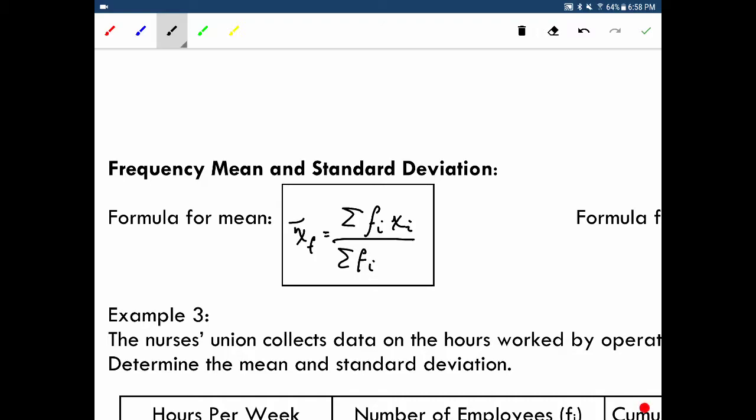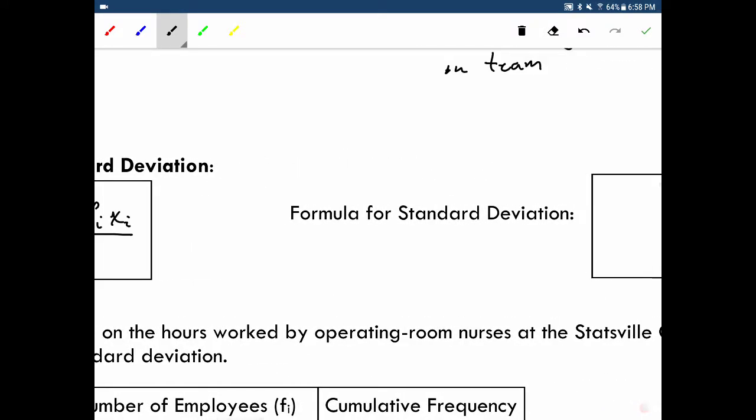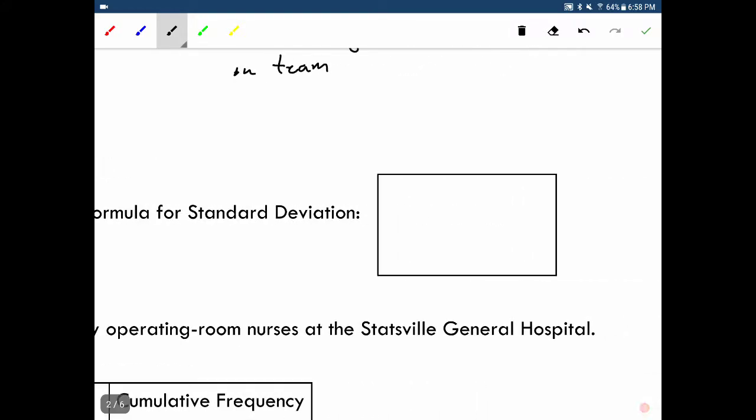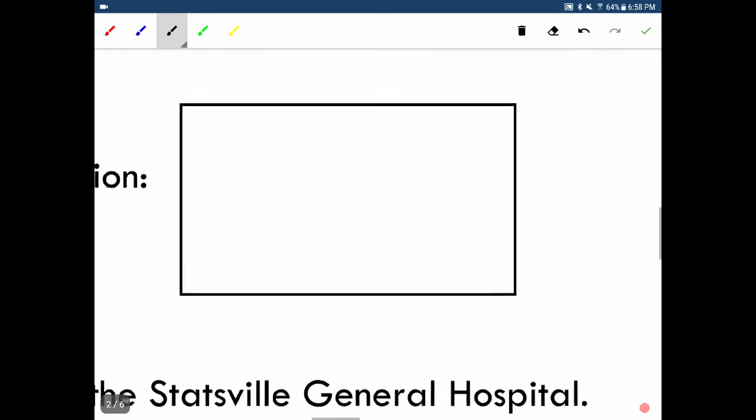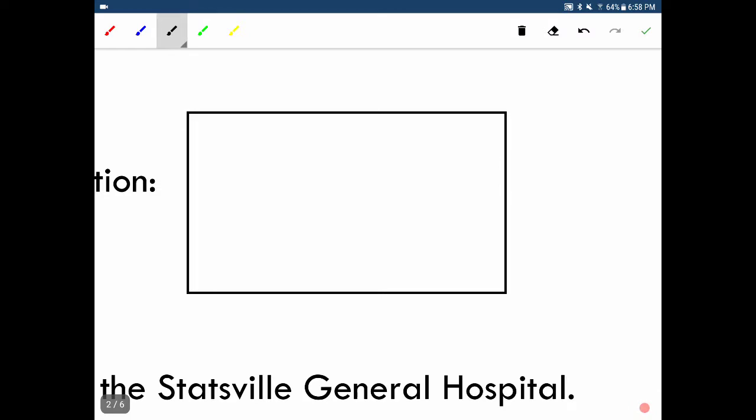Now you'll notice I did it as an X bar here. I'm actually going to change my mind on that, and I'm going to write that as a mu for this particular thing. Again, I'm acting like it's a big deal. It's not at all, to be honest. As long as you understand what the difference is, it's really not that big of a deal.